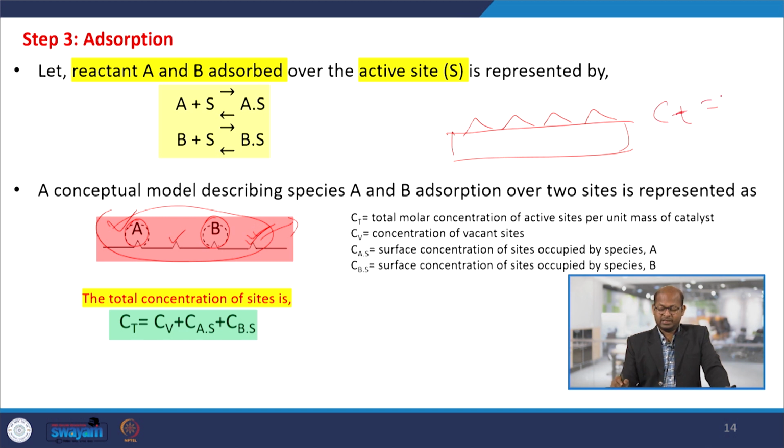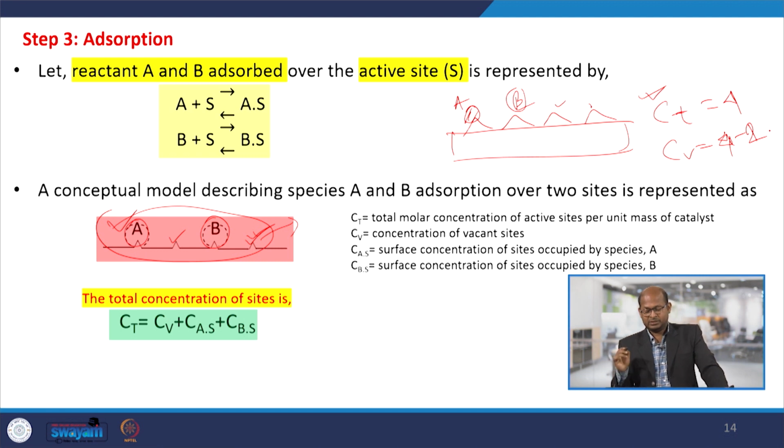CT is called total active sites, and if A molecules are adsorbed here, then CT equals 4 here, let us say. So, CV, the vacant sites, equals 4 minus 1. So, vacant sites are 3: 1, 2 and 3 vacant sites are there, and total sites are 4. If another molecule gets adsorbed, then the vacant sites are reduced. This way you can express it. So, this is vacant sites, and total sites of the catalyst surface are available.